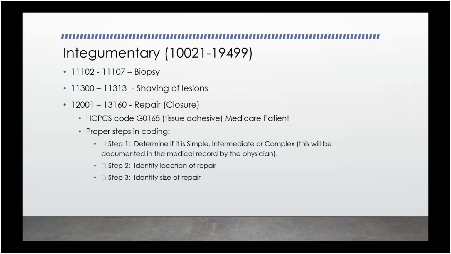11300 through 11313, shaving of the lesions. You're going to do the location and the size will determine the correct code. So we want to know where it's located. For example, 11300 through 11303 is our trunk, arms, and legs. 11305 through 11308 is our scalp, neck, hands, and feet.